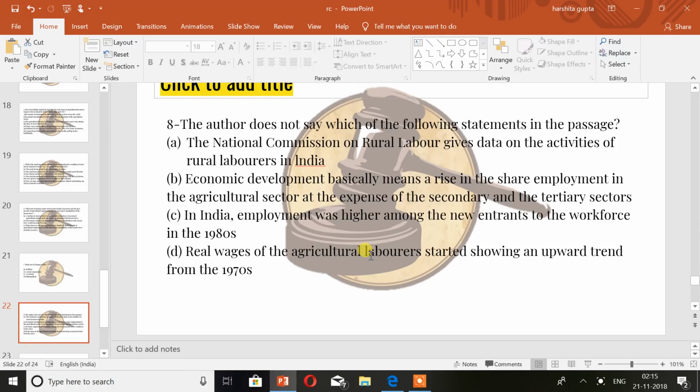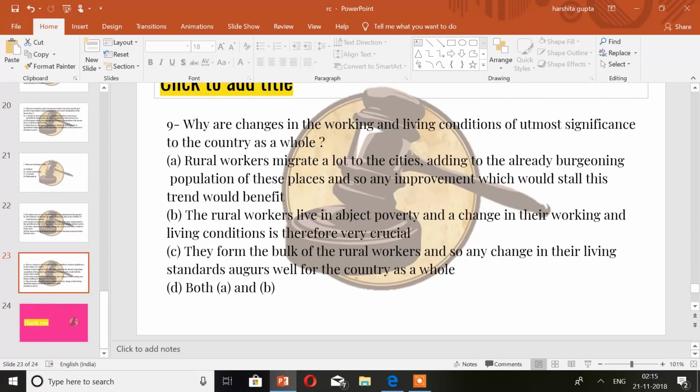But if you understood the essence of the passage, option B can be a very direct answer because the author doesn't really talk about the relation between the three sectors. It just mentions the agriculture and non-agriculture sectors and how the balance changes. It doesn't really touch upon that area. Now the last question is this.